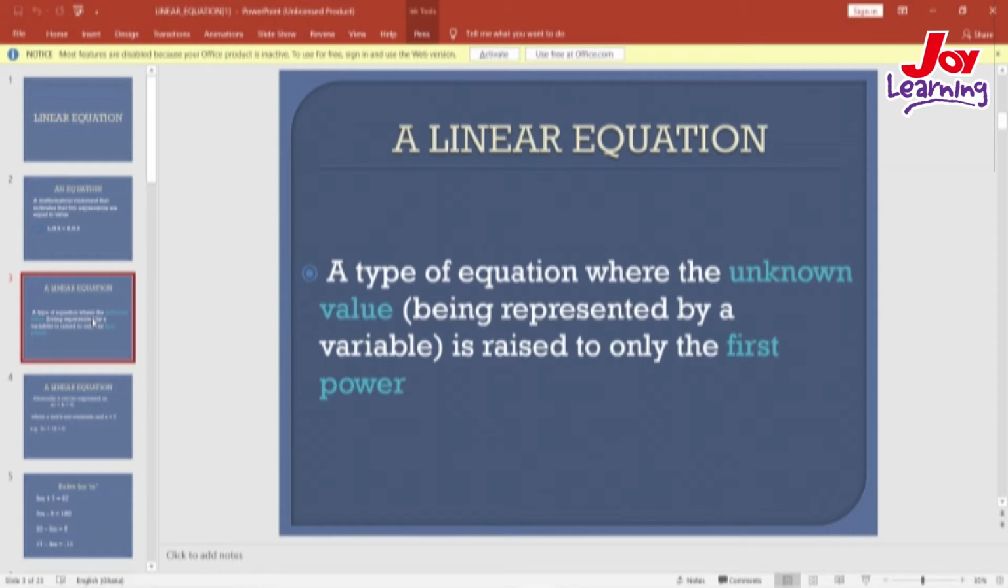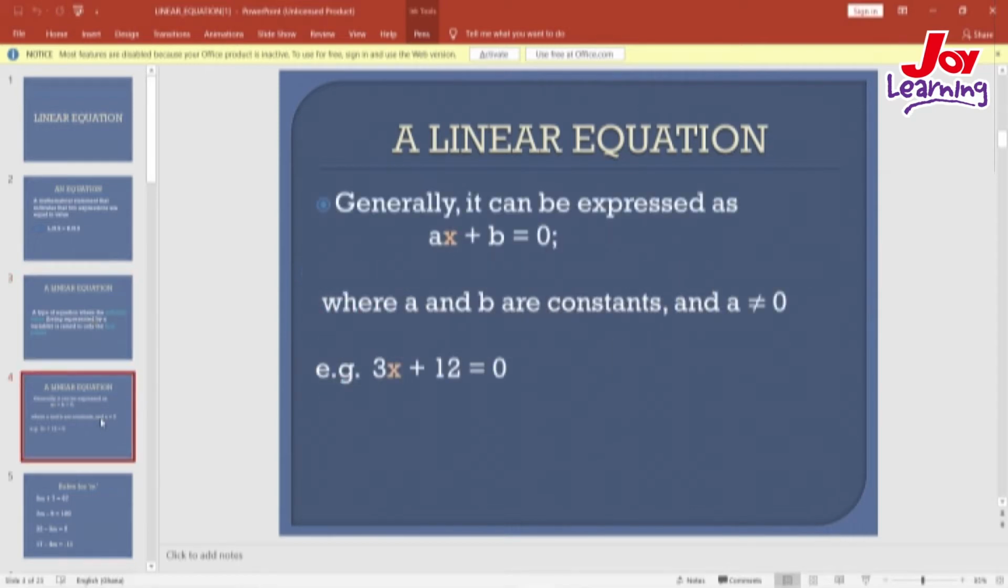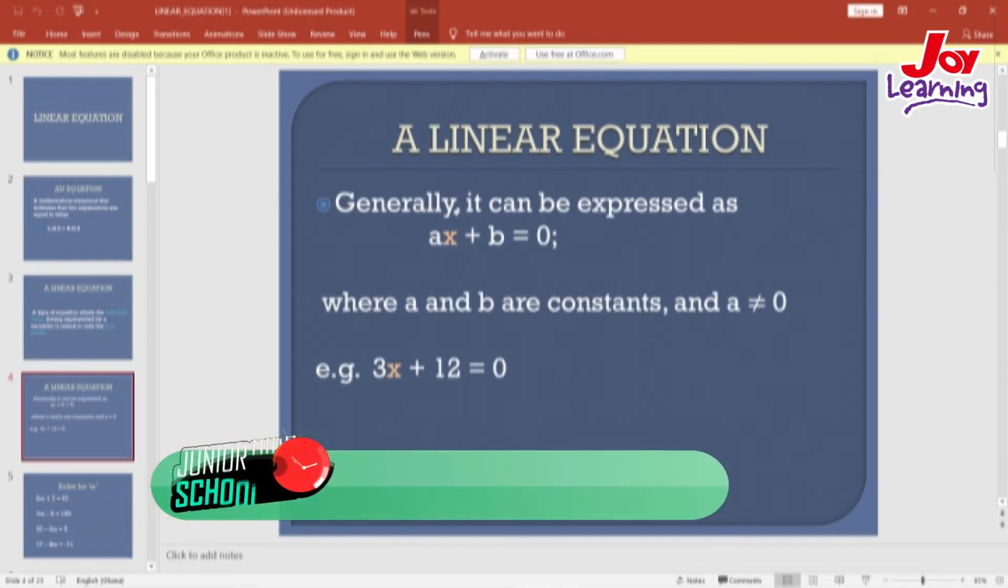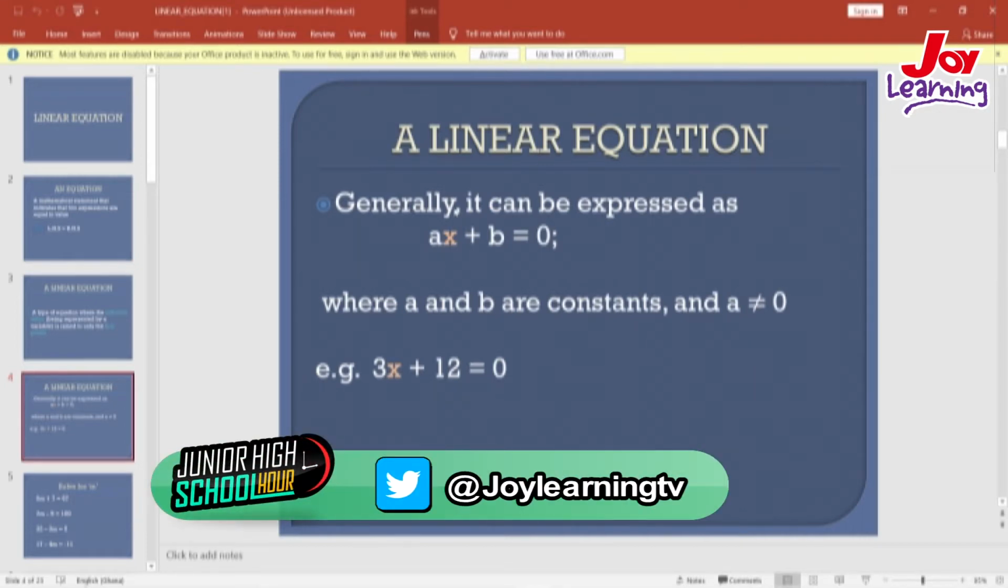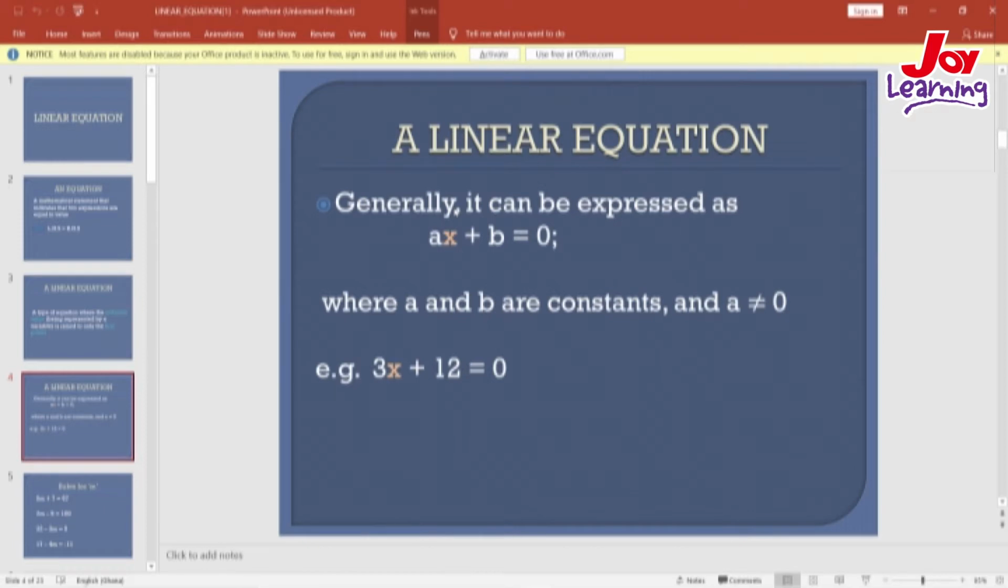So it's the type of equation where the unknown value represented by a variable is raised to only the first power. Generally it can be expressed as ax plus b equal to 0, like what we have on our screen. Don't be deceived by the a and the b you see here. They are constants, so they can represent any known number that we can talk of. Where a and b are constants and a is not equal to 0. For it to be called a linear equation, a should not be 0, because if a is 0, then the expression ax goes to 0, and it doesn't satisfy the condition for it to be a linear equation.